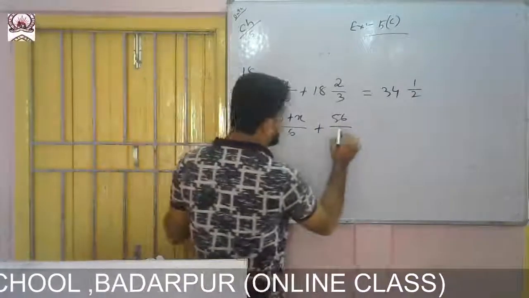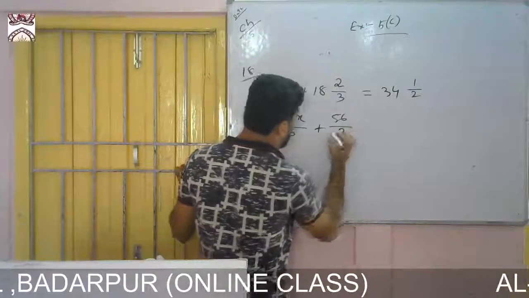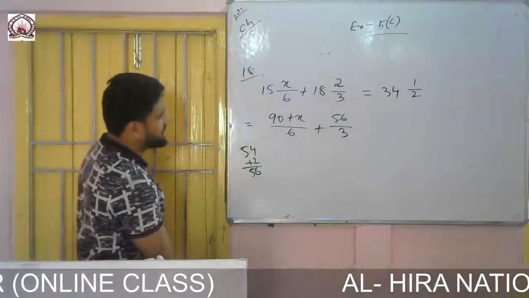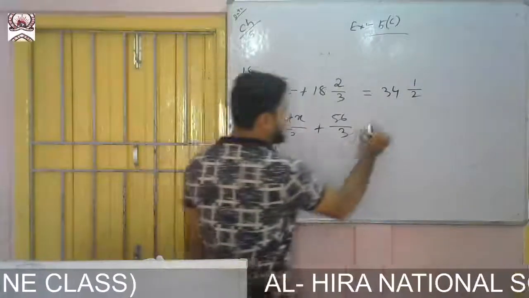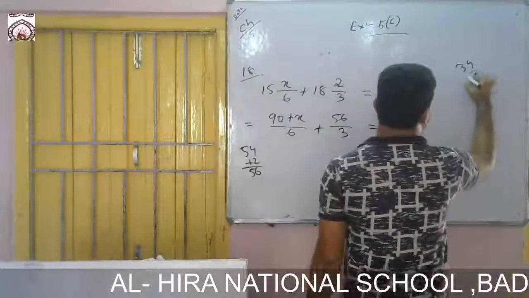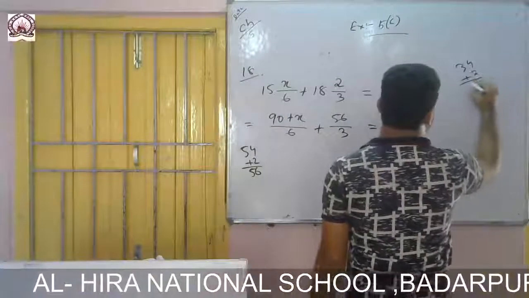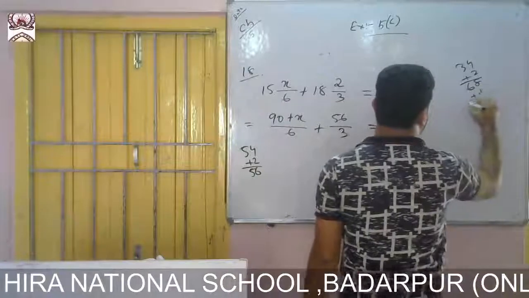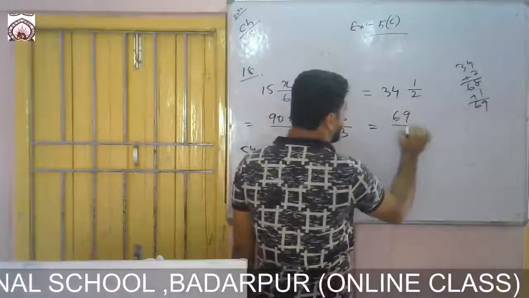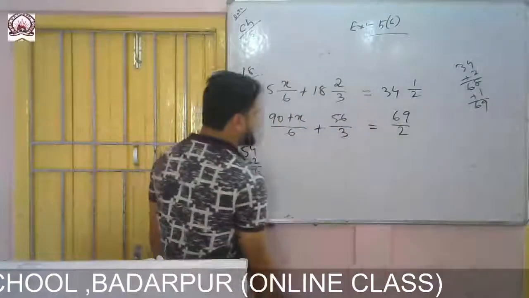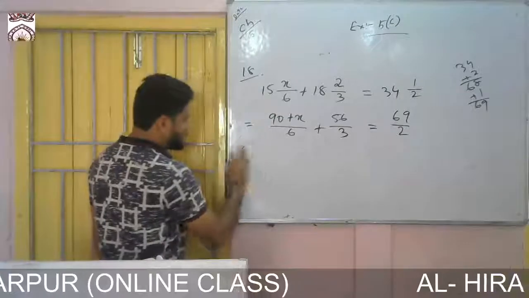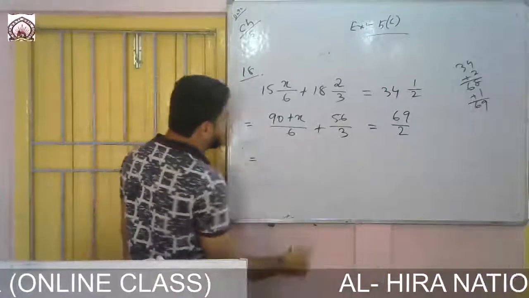So 56 by 3 equals to 34 1 by 2. 34 into 2, how much? 4 2 are 8, 3 2 are 6, and 1. It is 69. So 69 by 2. Now what?